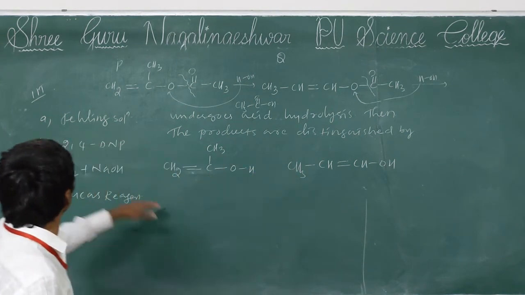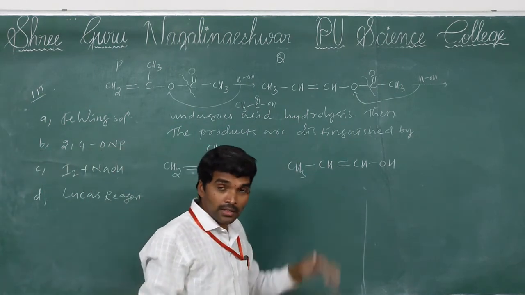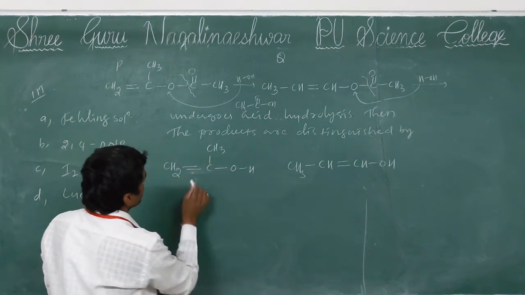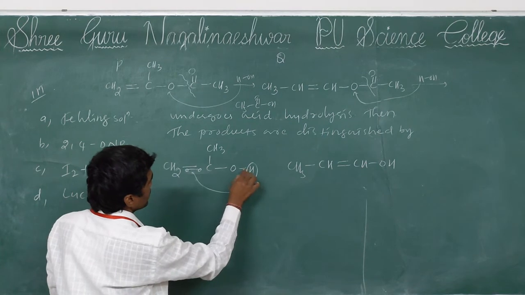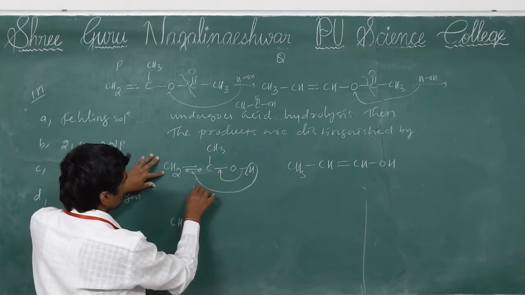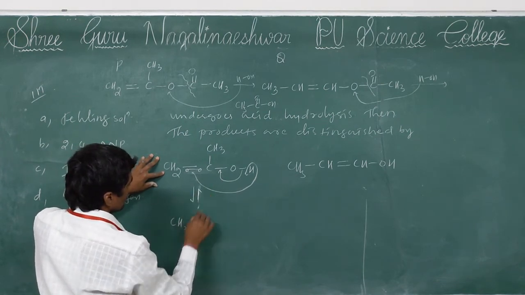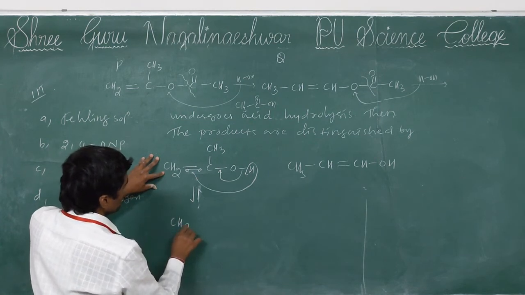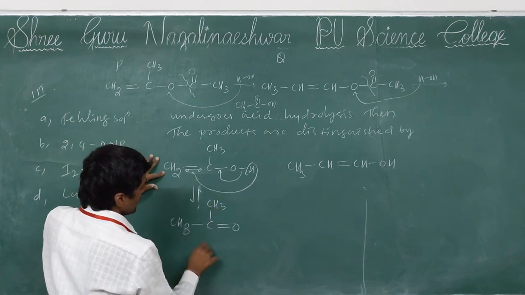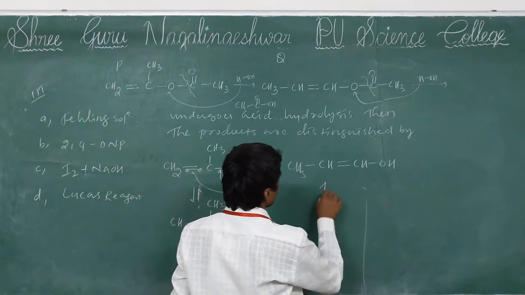These two products are to be distinguished by which of the following. So actually these two compounds further undergo tautomerism. This pi bond attracts the hydrogen, then the bond shifts inside, and CH3-C(=O)-CH3 is formed. This is a ketone that is formed.